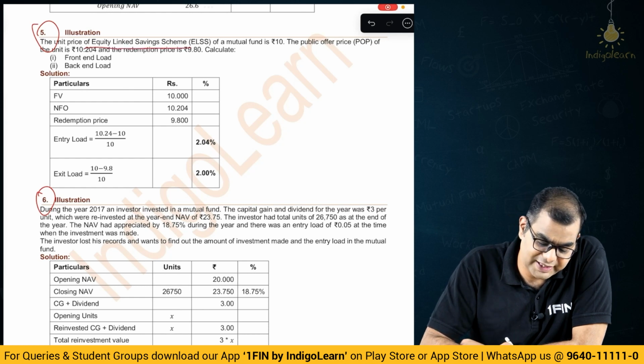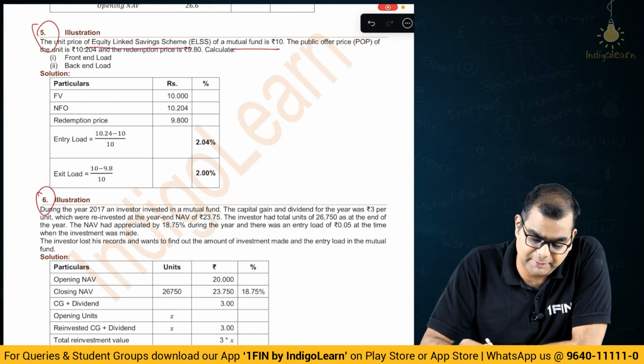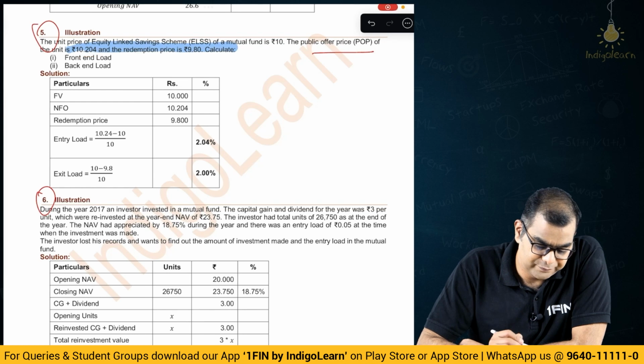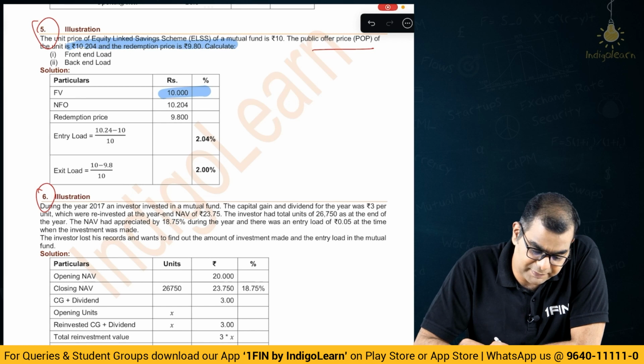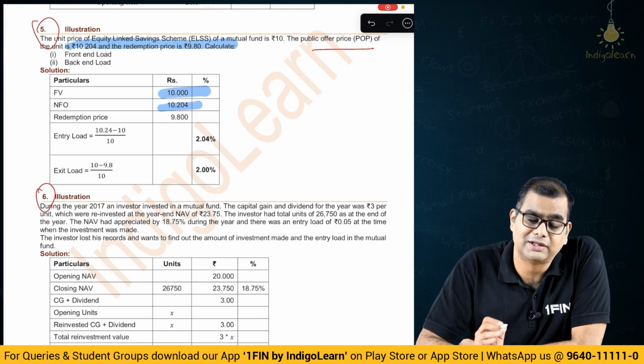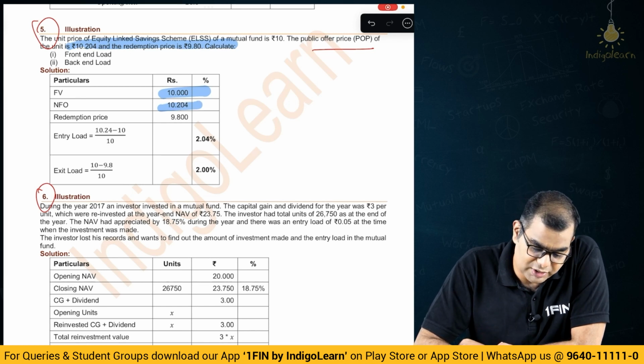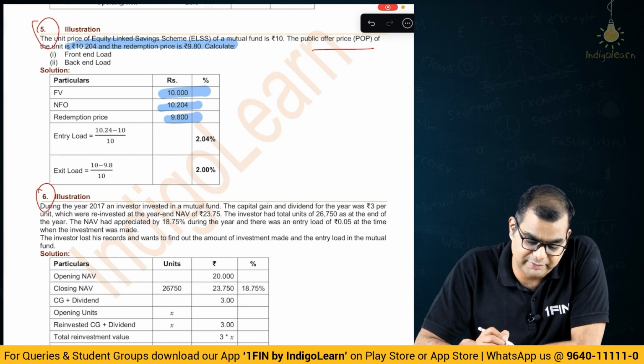The unit price of an ELSS scheme of a mutual fund is rupees 10. The public offer price, or POP, of units is rupees 10.204 and the redemption price is 9.8. Now, what is the face value? Because they themselves said the unit price is 10 rupees, you invested at 10. The face value per unit is 10. The offer price is 10.204 and the redemption price is 9.8. So, you invest at 10.204, you redeem at 9.8.